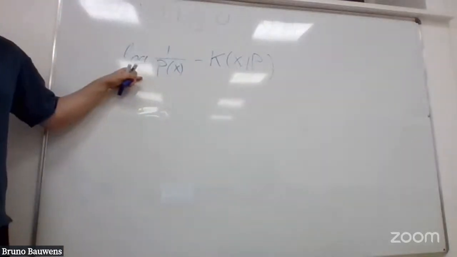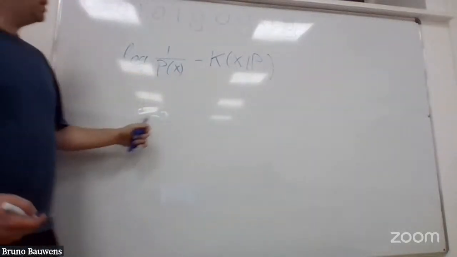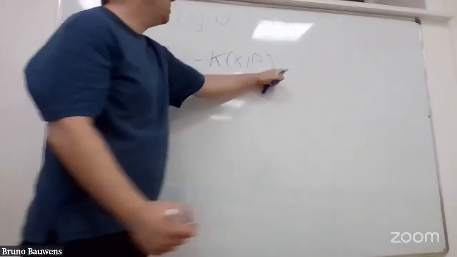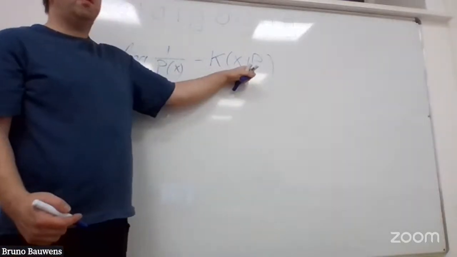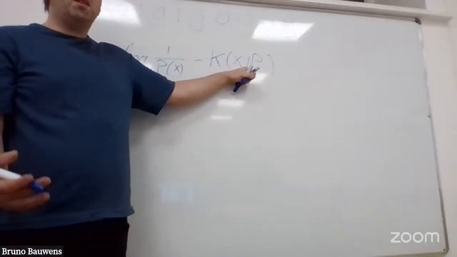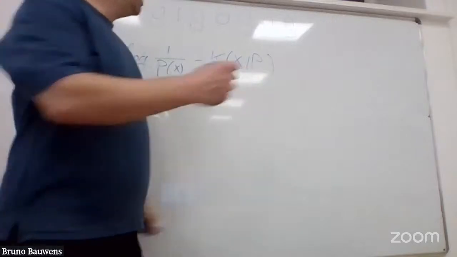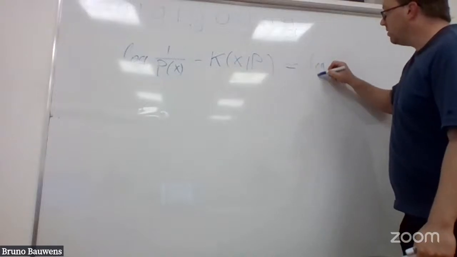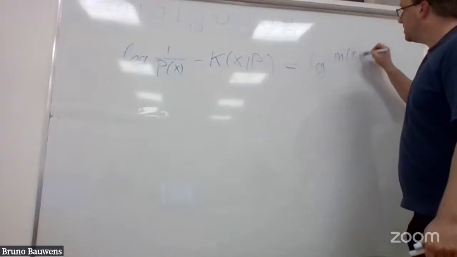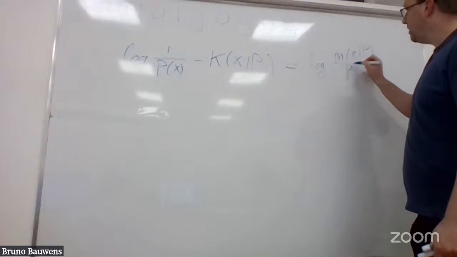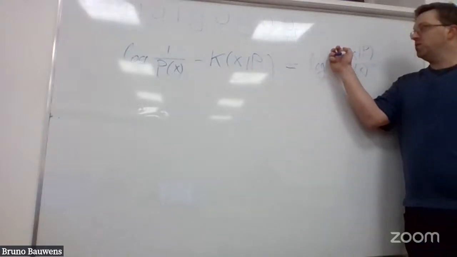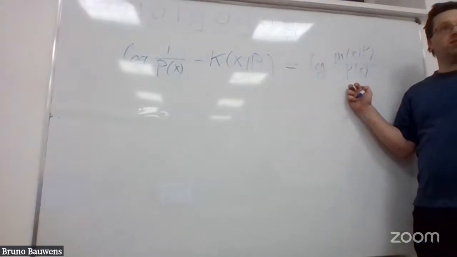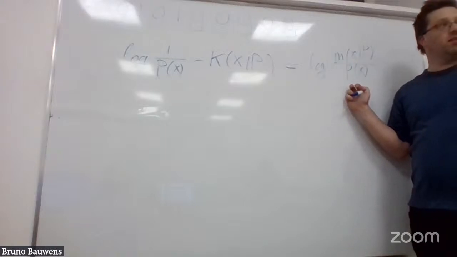We know that Kolmogorov complexity also has a definition with a universal measure, the optimal lower semicomputable measure. So this could also be seen as the logarithm of m of x given P divided by P of x. And so the deficiency is small if the universal measure is close to the assigned probability.